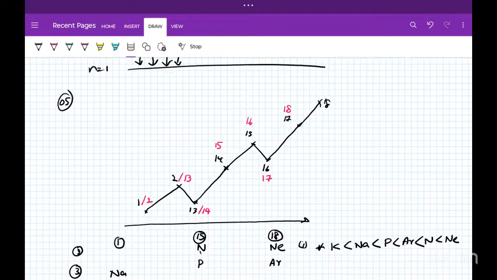The first ionization energy of the 18th group should go to the next period, so it should be somewhere around here. So this is the first group of the second ionization energy.